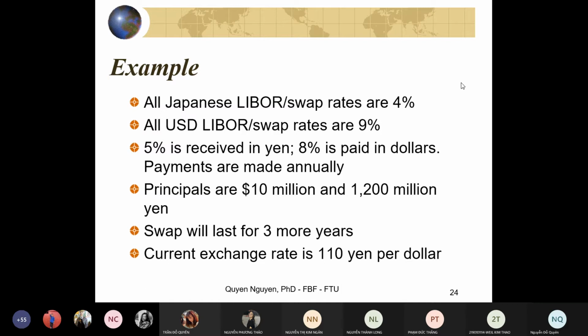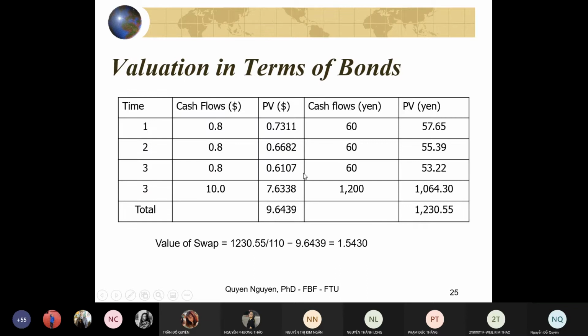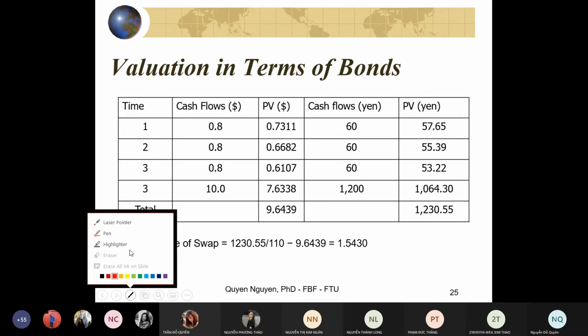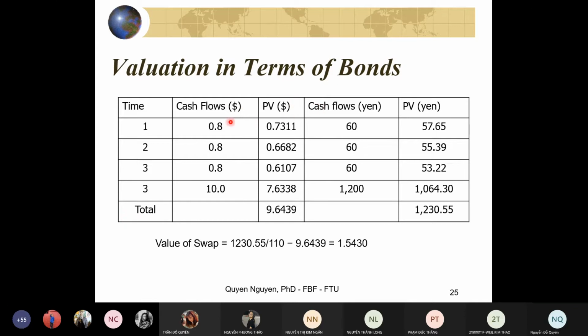So basically, we would, based on what is written in the swap agreement as the rate. For example, we have different kinds of rate in order to discount the cash flow to the present value, right? Based on the principal and the current exchange rate, then we would be able to value the contract similar to the bond. So basically, for the first year, the second year, the third year, right? Then we would discount the cash flow back to the present value using the rate offered in the swap agreement.